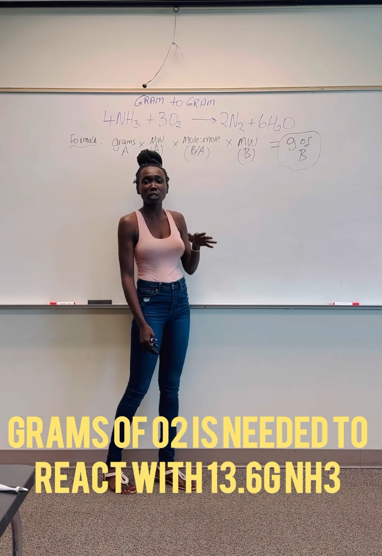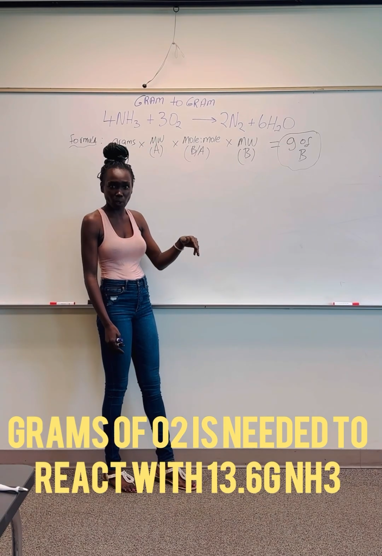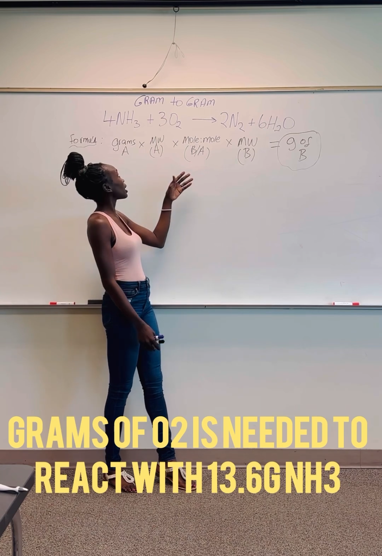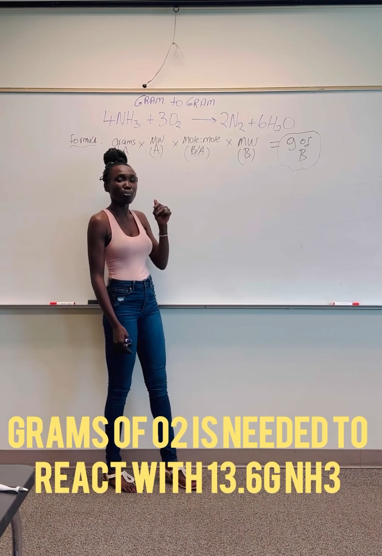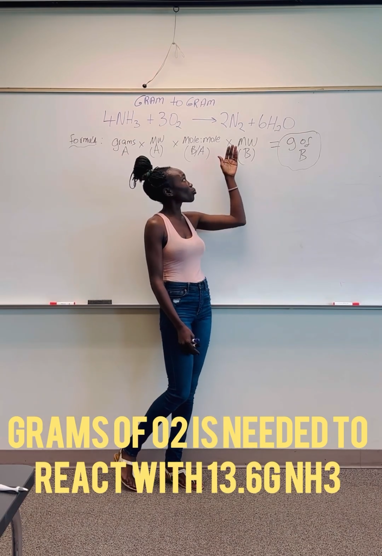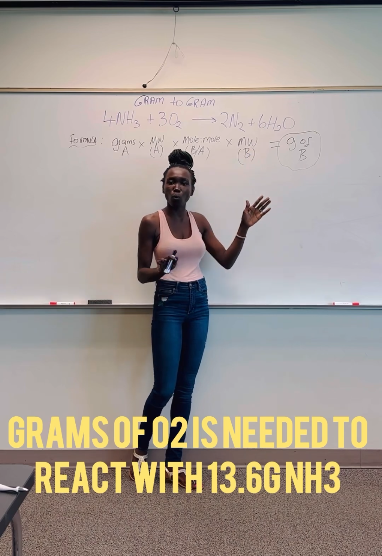But first, let's make sure we can read and understand the chemical equation before we go ahead and answer the question. All this reaction is saying is that when 4 moles of ammonia gas gets together with 3 moles of oxygen gas, it will produce 2 moles of nitrogen gas as well as 6 moles of water gas.